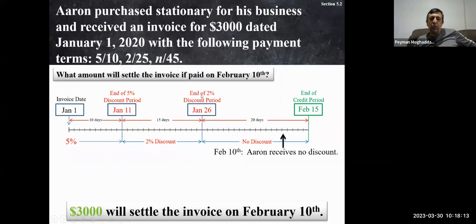So the first thing you have to do, guys, is just make this timeline. Just make a straight line. You put the invoice date, or the reference date, at the beginning, and then you calculate the rest of the days. In this case it was not complicated. January 1st, you add 10, it's going to be January 11. You add 25, it's going to be January 26, right? But 45 was difficult, so I used the financial calculator. If it's easy, just do it by hand. If it's difficult, use the financial calculator.